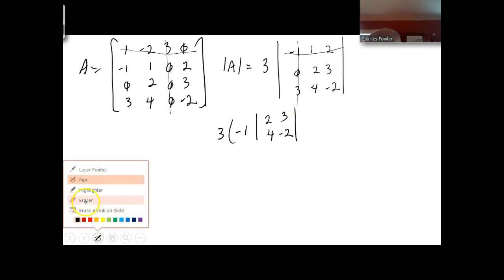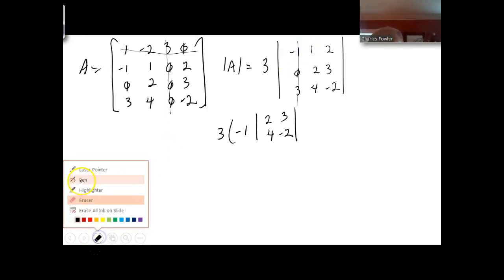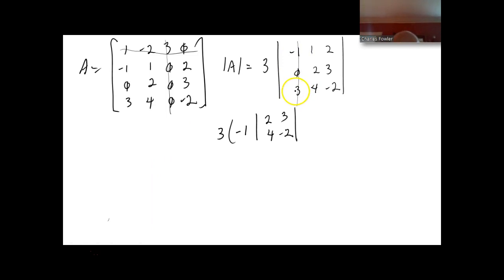Now I'm going to erase my construction lines here, or at least one of them. And then the second entry here is that 3 down there. Well, that's also a plus position, plus minus plus. So that's going to be plus 3. Now wipe out first row and third row, first column, and you're going to have the determinant of 1, 2, 2, 3.